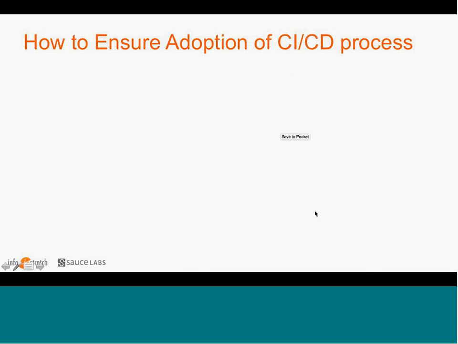Now, how to ensure the adoption of CI/CD process? That's the biggest challenge that we have seen. The quality team wants to go towards the CI/CD process, and the development team is always there. The development team has already implemented the CI process, but the team is struggling to implement the CI/CD process. And how can we ensure that this can be done?